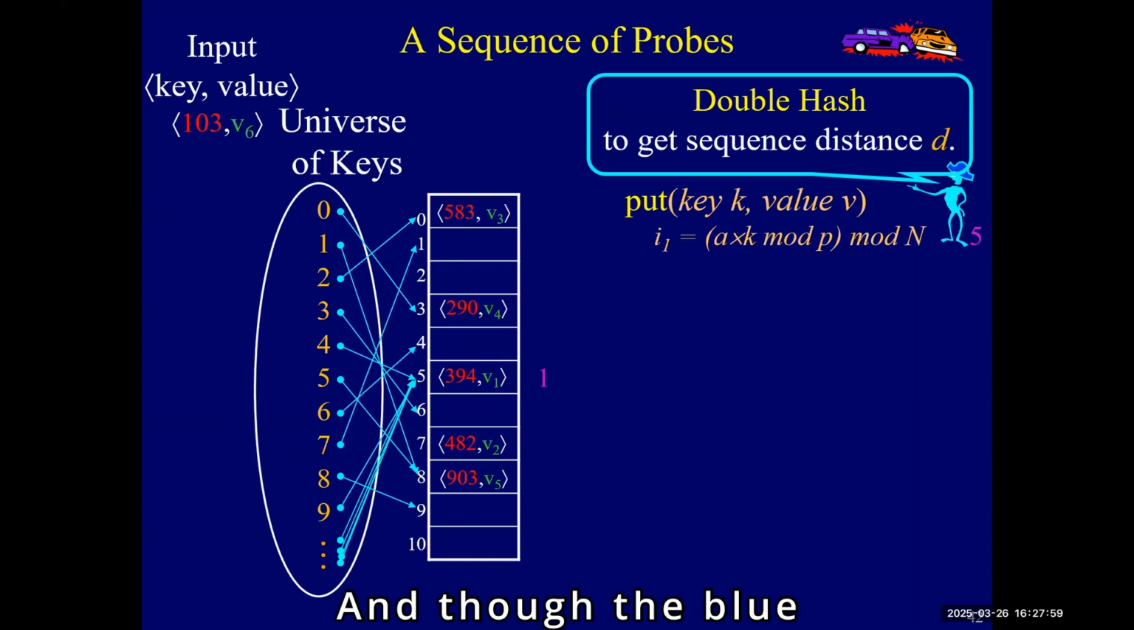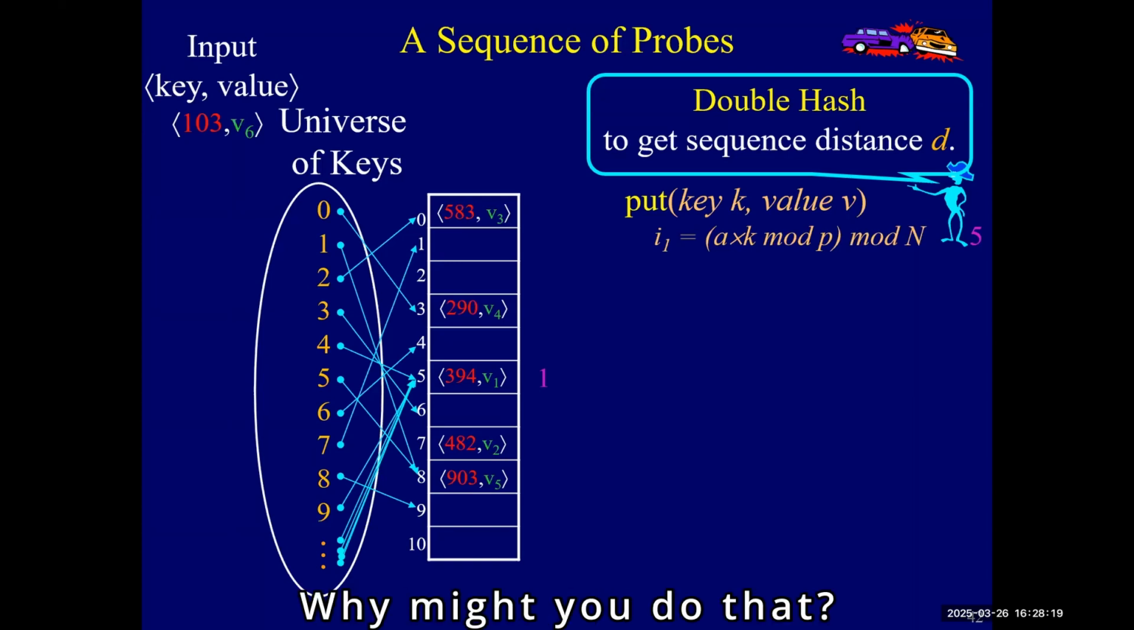And though the blue hash function is random, once we choose it, it doesn't change, right? When we decide that the array is going to have this size, we choose a random hash function, and then we use it until we shut down this data structure and start over again, right? Why might you do that? Well, it gets too full. So you just start everything over again with an array, right?